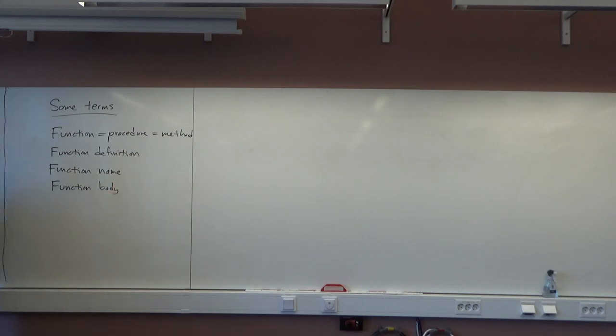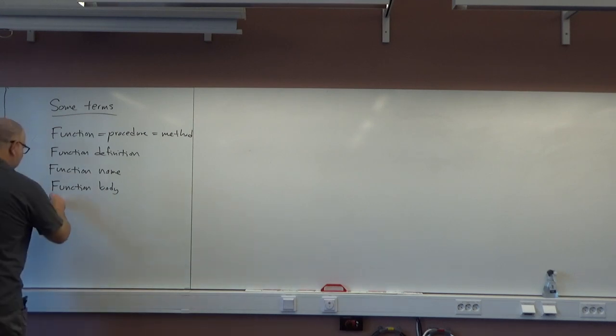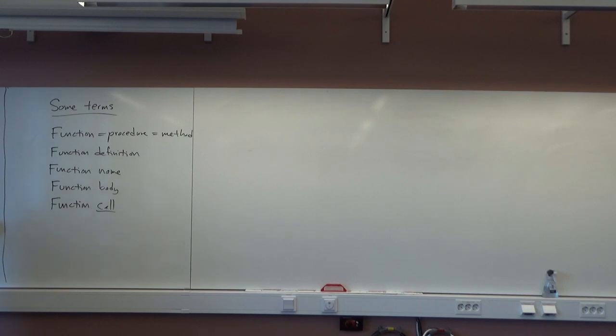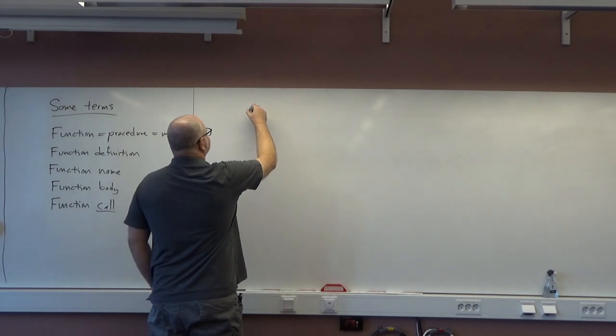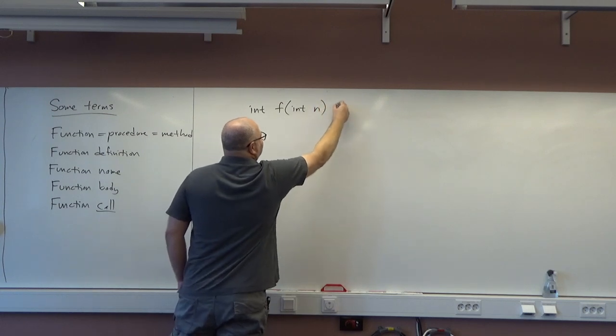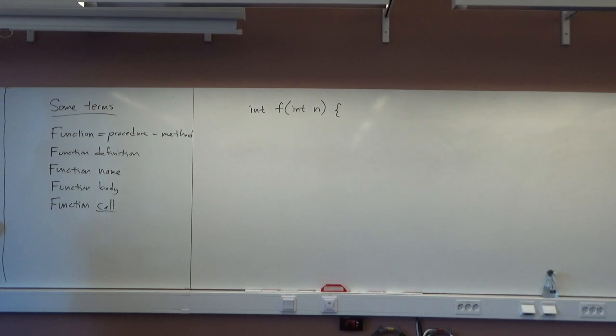You have the function body, which is the part that is executed. And a function call. And the function call is part of the source code, where you write that now I want to call this function. So let's write this in C or C++ or Java, or I think it works in C sharp too. This is a function called f, which takes an integer n as argument and returns an integer.